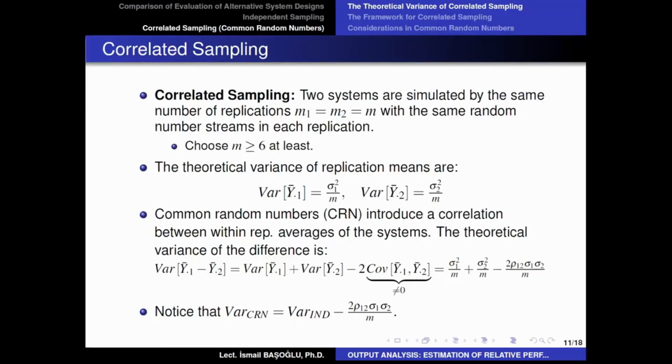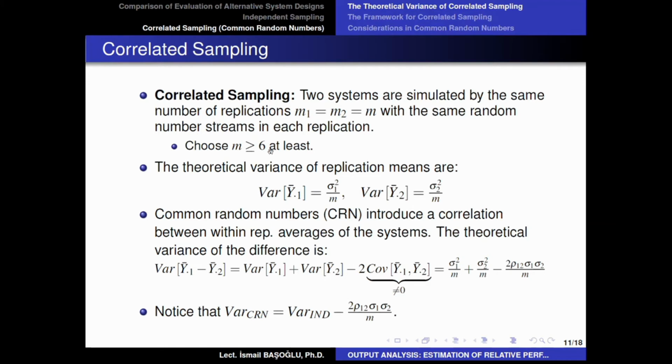Now, in the correlated sampling, the first rule is the number of replications under both system designs must be the same. So we will have m number of replications: m for the first system design and m for the second system design. And within the respective replications of the alternative system designs, we are always going to use the same random number streams or random number sequences.